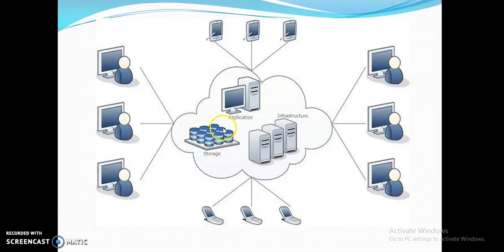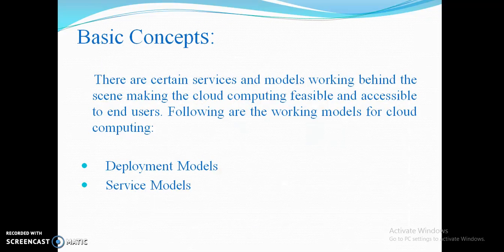The diagram shows what the services provided by the cloud are. Just now we learned that the cloud provides online services like applications, storage and infrastructure. These services are provided to end users on different devices: we can access them through mobile, laptop, tablet, or desktop. In this way the services provided by the cloud are accessible through any of the devices.